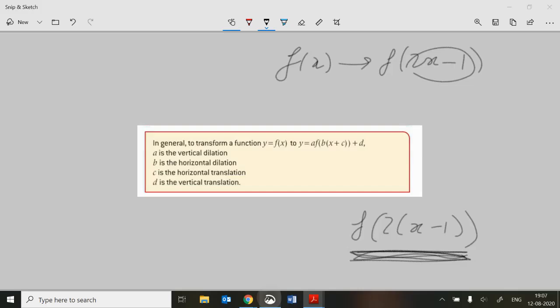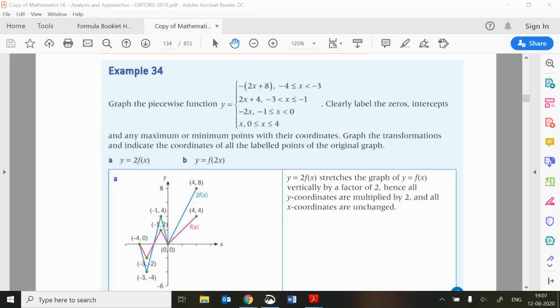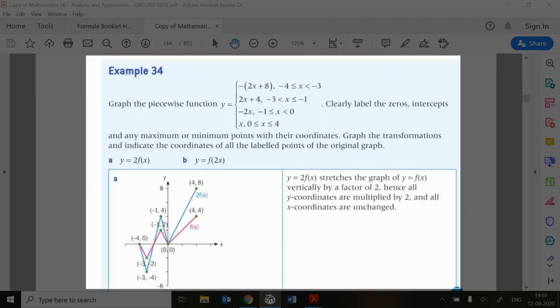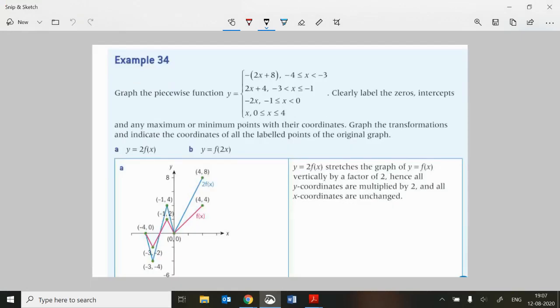So example 34. Now I'm going to actually copy this whole section because I'm not going to draw this. It's going to take me forever to do this. It says graph this piecewise function. And you'll notice that at minus 3, it's giving you the same answer for this as it's giving for this thing here, which happens to be minus 2, which is the end of the red function here. Okay, so the red function is the original function f of x.